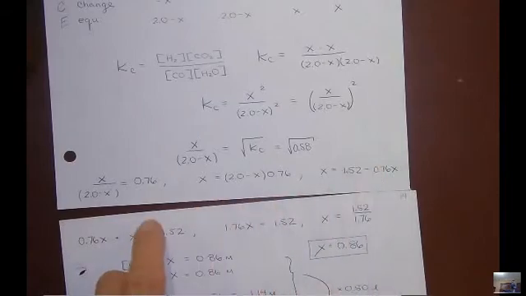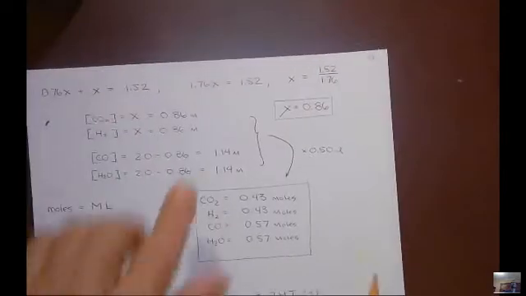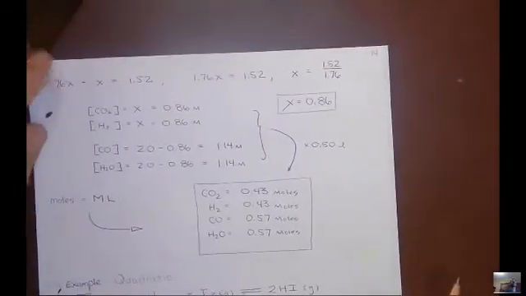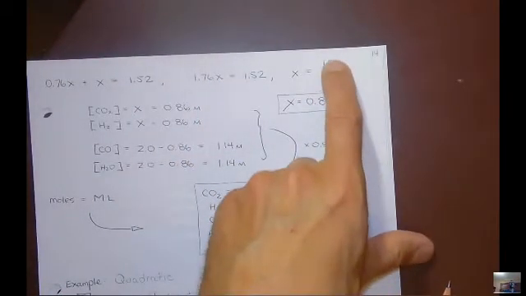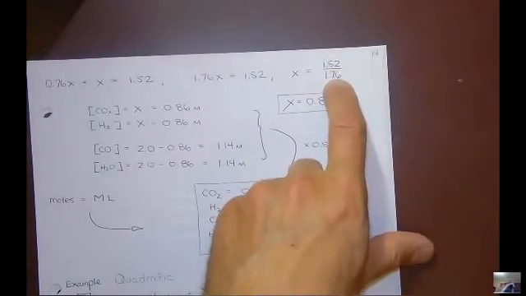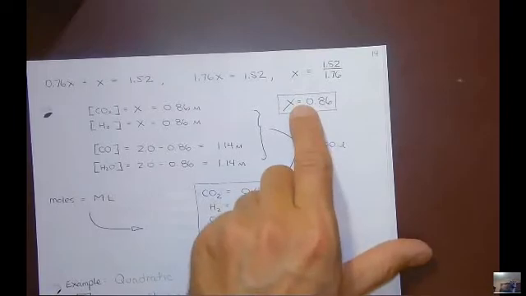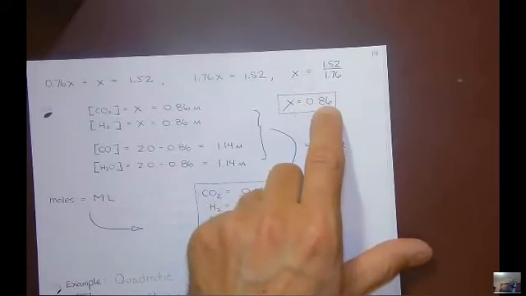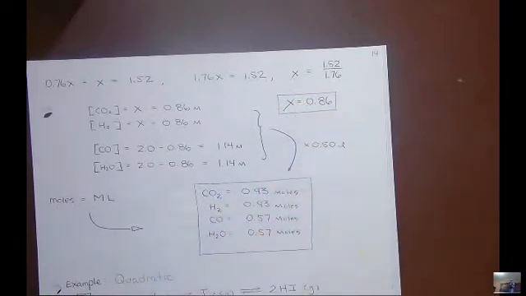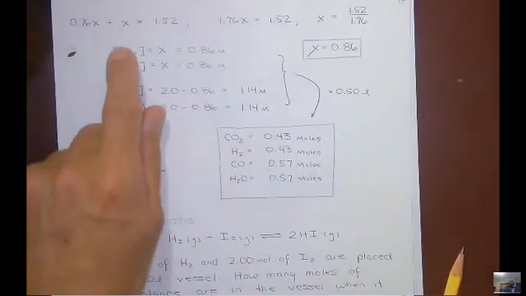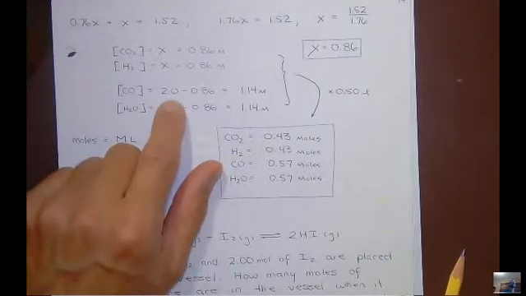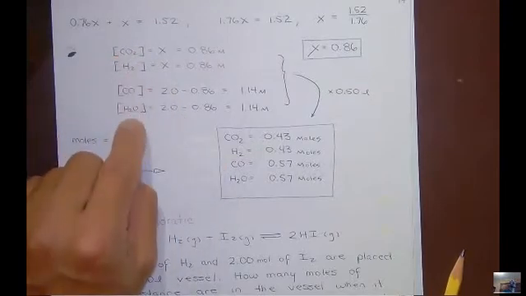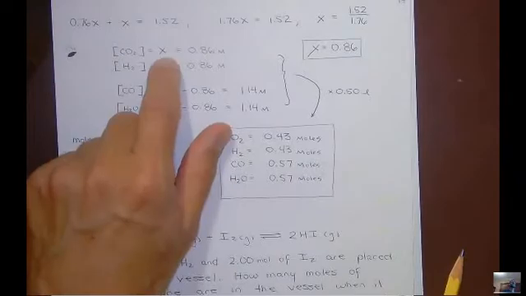So algebra, algebra, algebra. Last step. I'm not interested in how big 1.76 times x is. I want x by itself, so divide both sides by 1.76. 1.52 divided by 1.76 gives you an x of 0.86. Last thing, go back into the equilibrium constant expression, or go back into the ICE table, find the equilibrium concentrations, and calculate what their answers are.